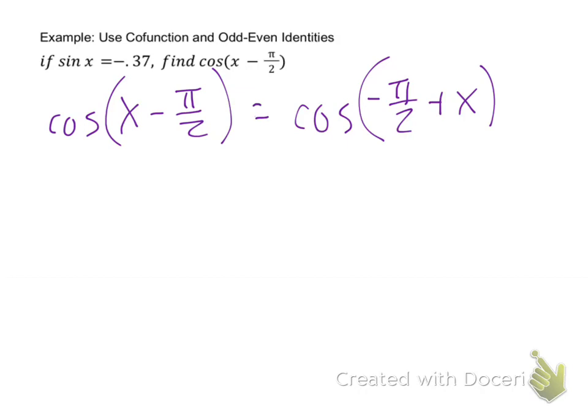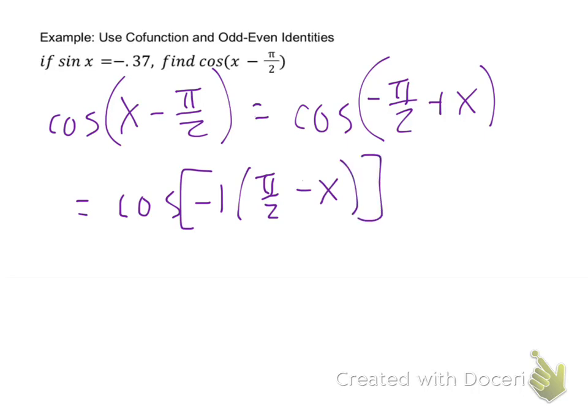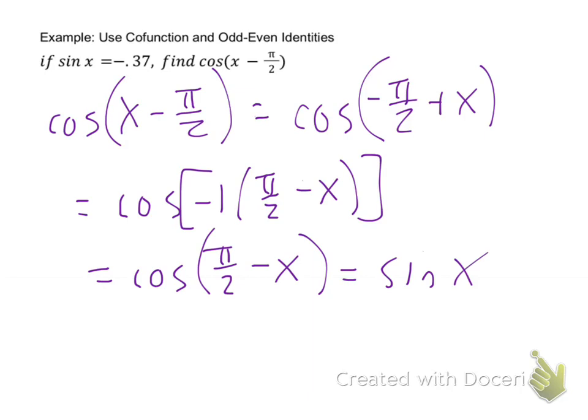Can you take that negative out? Factor it? Yeah, you could take negative 1 out, couldn't you? So could I take a negative 1 out, and that becomes a positive and a minus? And since cosine is even, that negative actually will disappear. It's an even function. So therefore, it's equal to the cosine of pi over 2 minus x, which is the cofunction to what other function? Sine of x. And do you know the value of sine of x? It's a negative 0.37. Guess what the answer to cosine of x minus pi over 2 is? Negative 0.37.